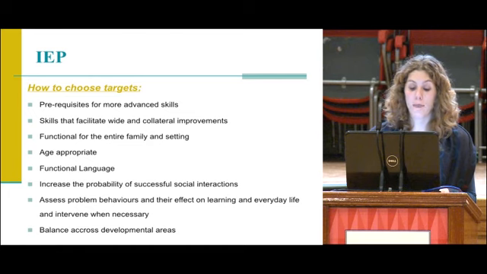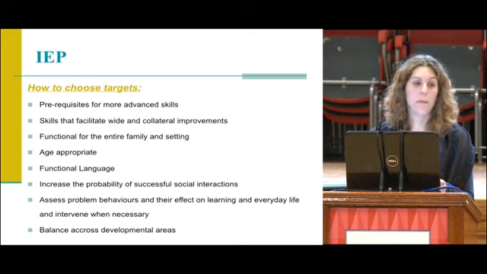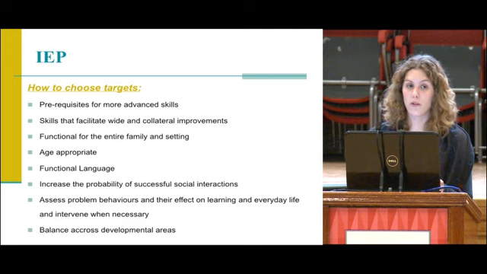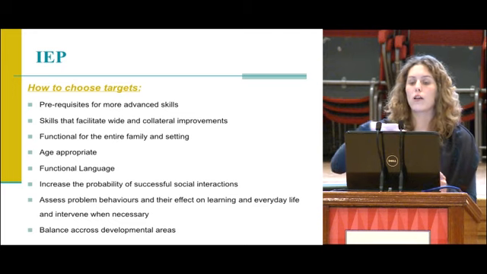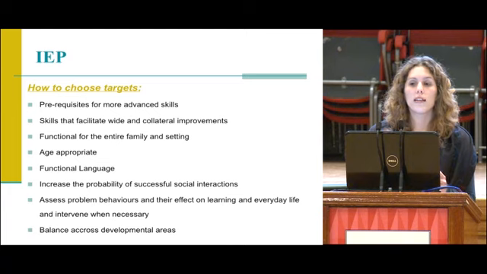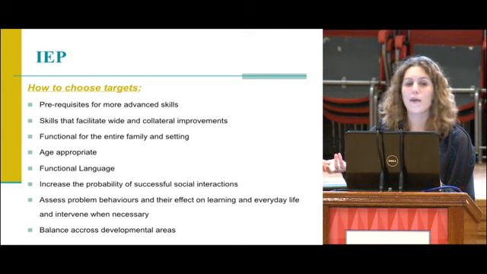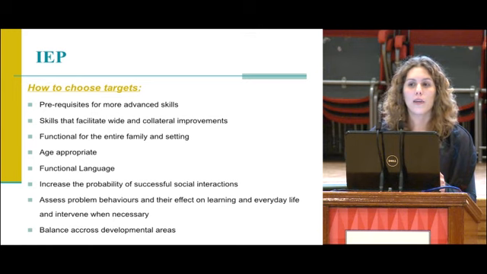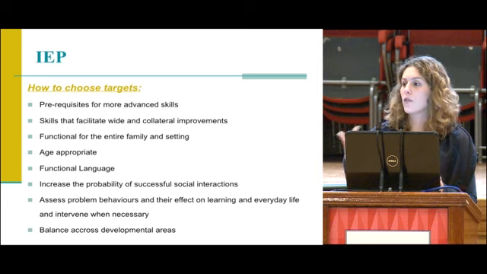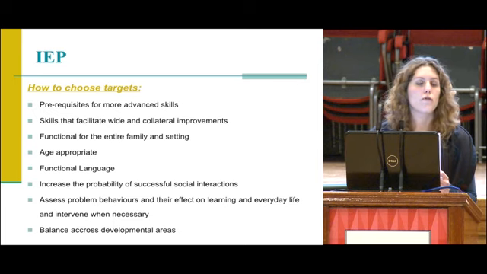And finally, we would like to balance skills across different developmental areas, because uniform progress will increase the probability of meaningful and successful interactions with peers. So a child that has a balanced level in all developmental areas, his level would more or less correspond with a peer's level. So he would be able to interact with peers in a variety of different settings, like in play, during school activities, during conversations, etc.